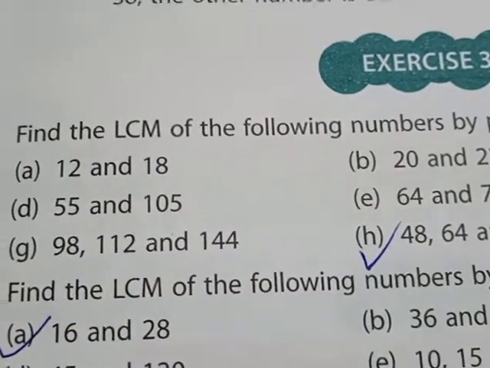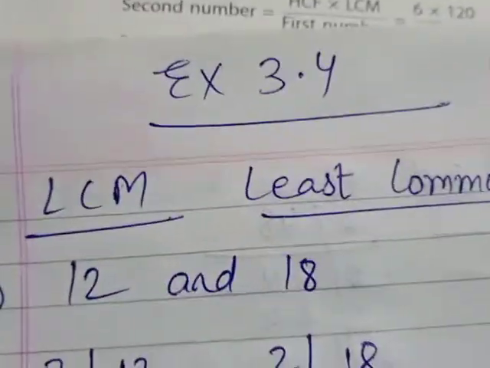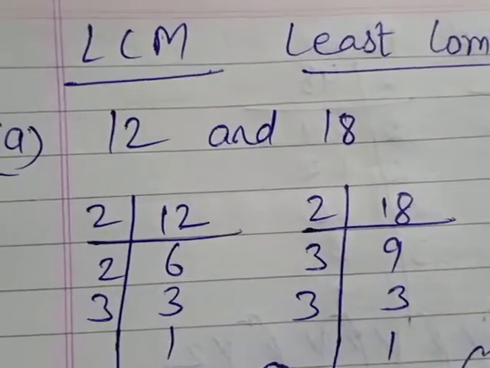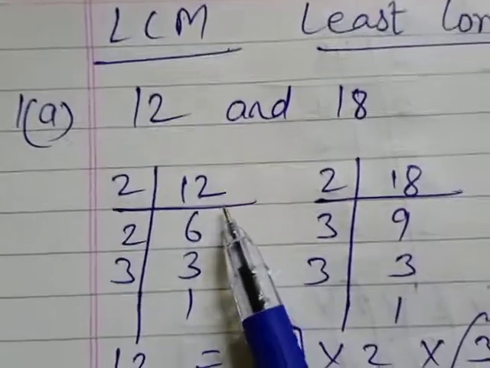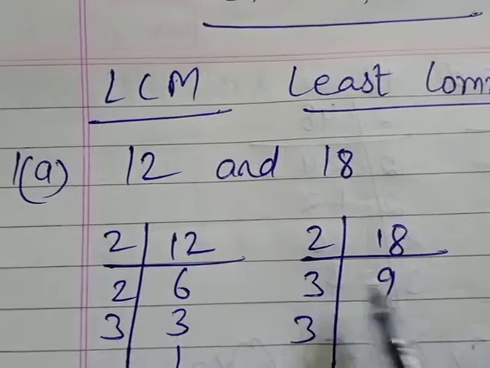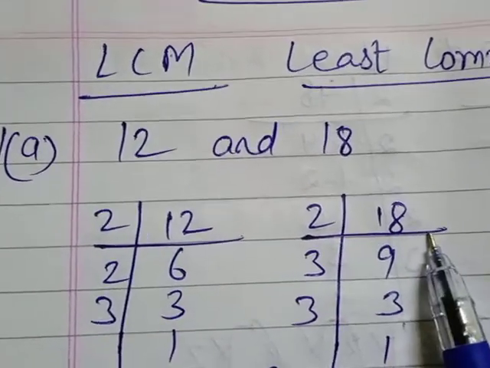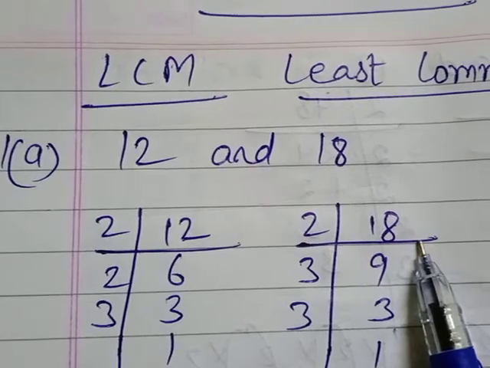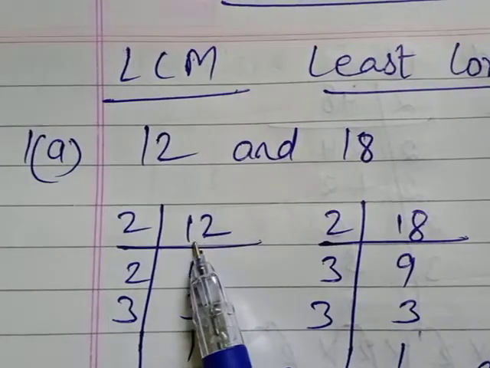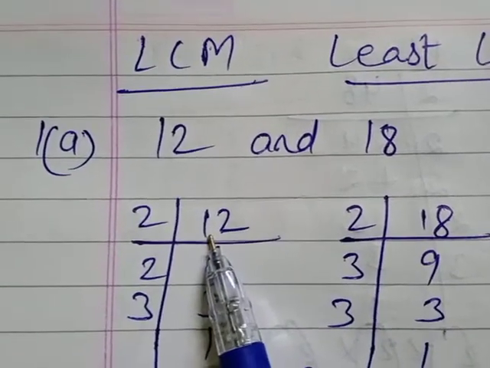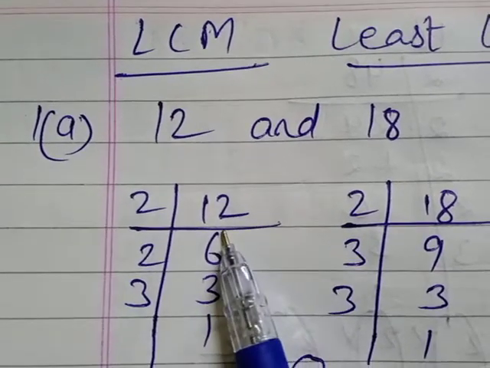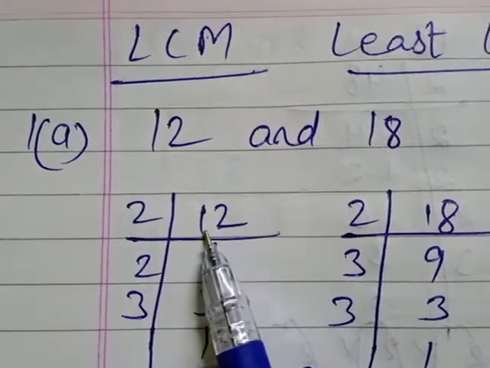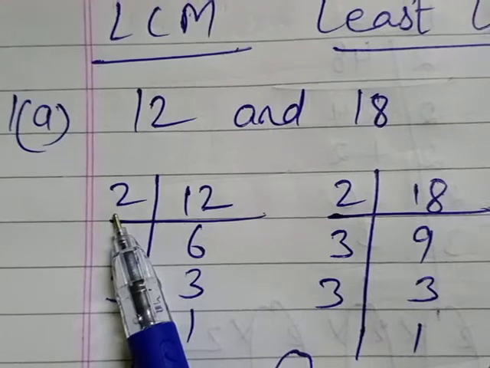Okay, first one is 12 and 18. You can see here 12 and 18. We will find all the prime factors of 12 and then we will find all the prime factors of 18. You know how to find the prime factors? Already we have studied how to find prime factor for 12. We will see that 12 is divisible with which number? 12 is divisible with 2, right?